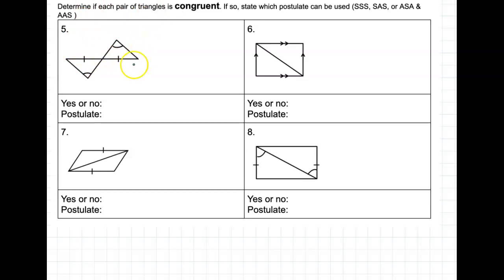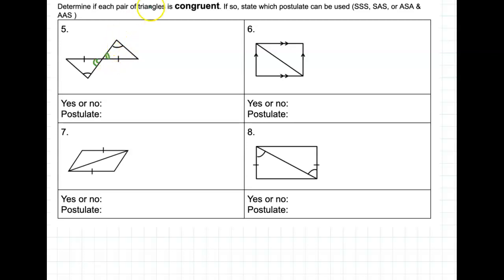So let's look at the first question here. So right away we have this angle. These two angles are congruent because those are vertical angles, okay? So we have angle, angle, side, right? Angle, angle, side right here.